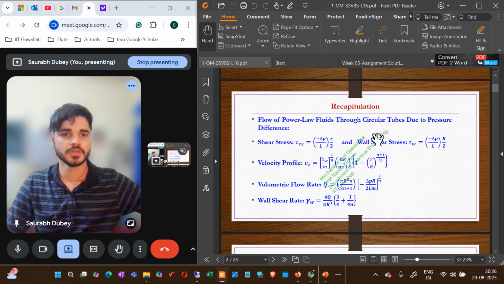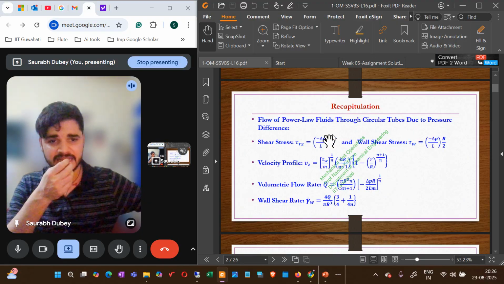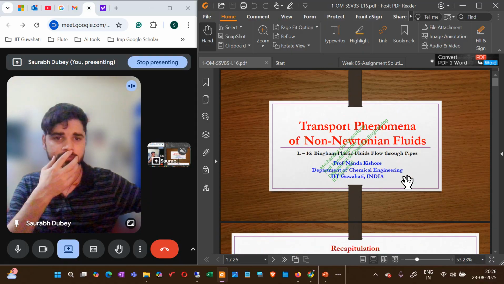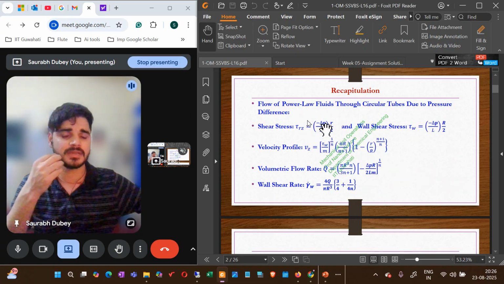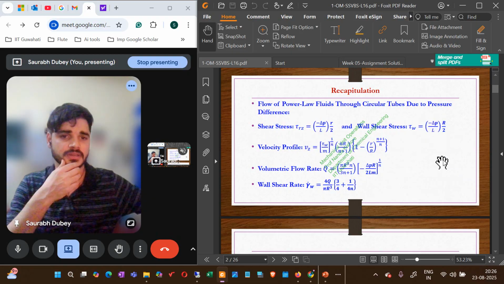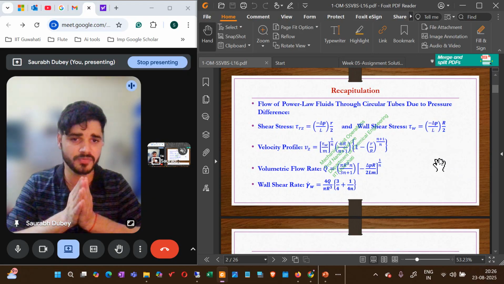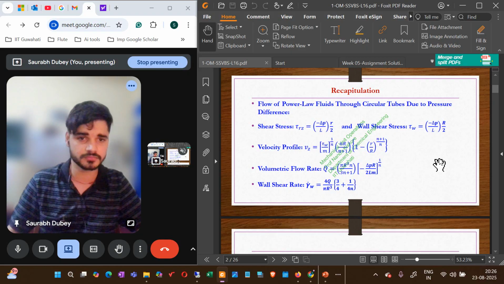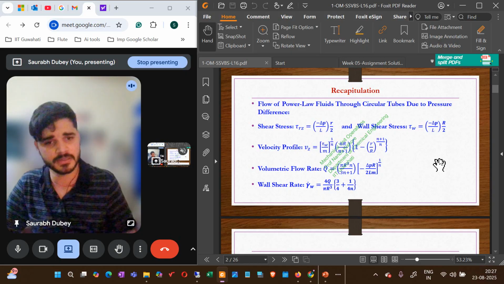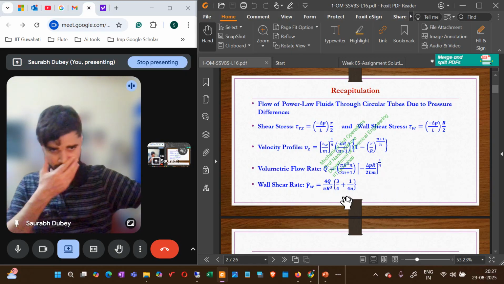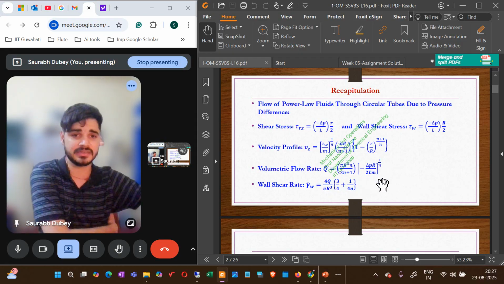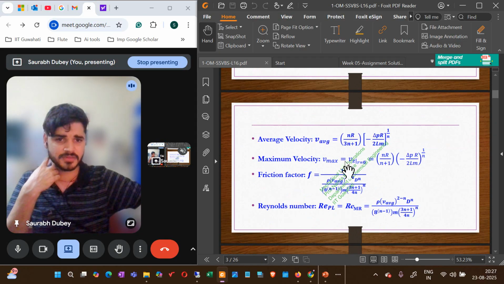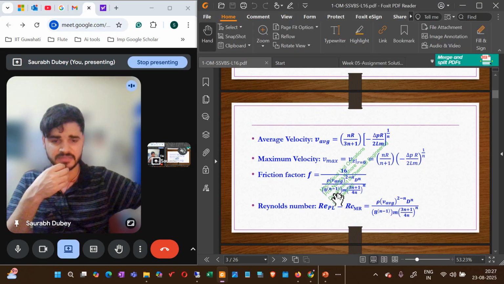Okay, so here was the recapitulation of the Ellis model and the power law fluid in a circular tube due to pressure drop, and then you can solve the Bingham. So this is the Bingham plastic. This expression is a general expression. The second point is tau Rz equals minus delta P by L times R by 2 for pipe flow, and the wall shear stress tau W equals delta P by L times R by 2. Then you derive the velocity profile for the power law fluid, the volumetric flow rate, and the flow rate in terms of the behavior index and the consistency index. Then you derived the average velocity, the maximum velocity, and also the friction factor.